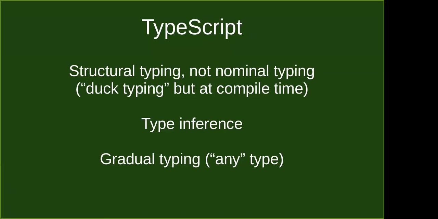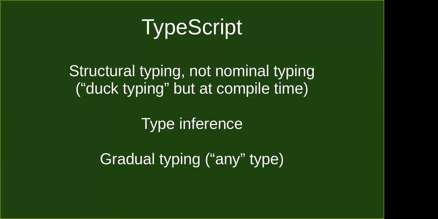It does type inference, so you don't have to write all the types. It can infer them from the use. So if you assign a number to a variable, it'll infer that that's a number variable, and you don't have to declare it. So that helps keep the code concise.